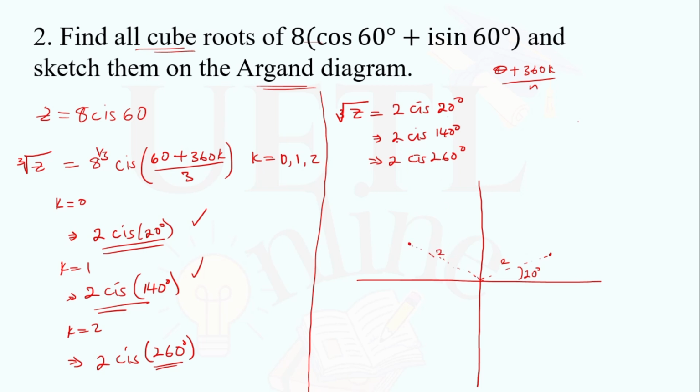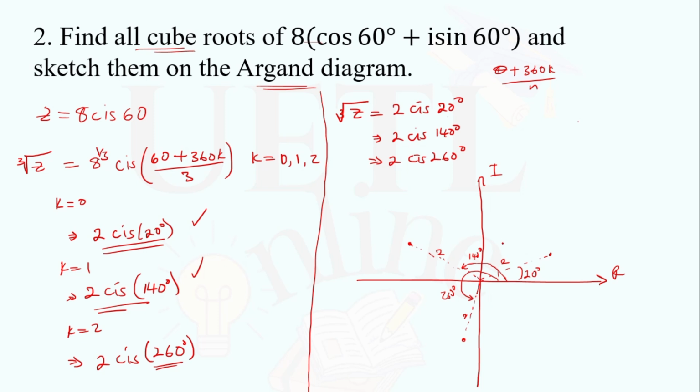Then this angle from the positive real axis has to be 140 degrees. Then this becomes our complex number. The next step is you're going to draw a 260. A 260 is somewhere here. This is the next one. This angle from this side has to be 260 degrees, and the length has to be 2 here. This becomes our complex number.